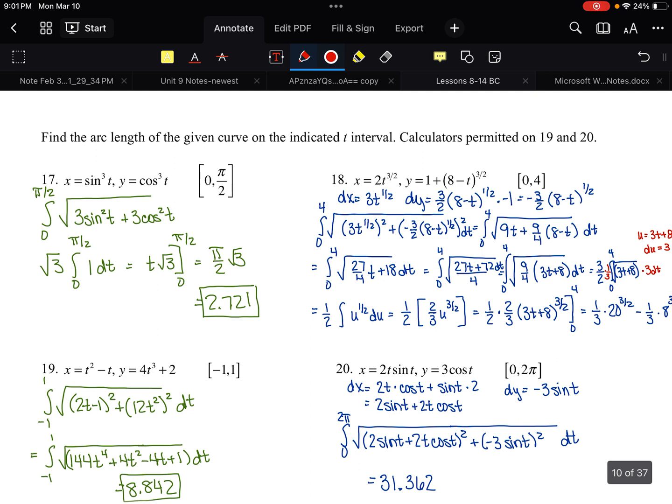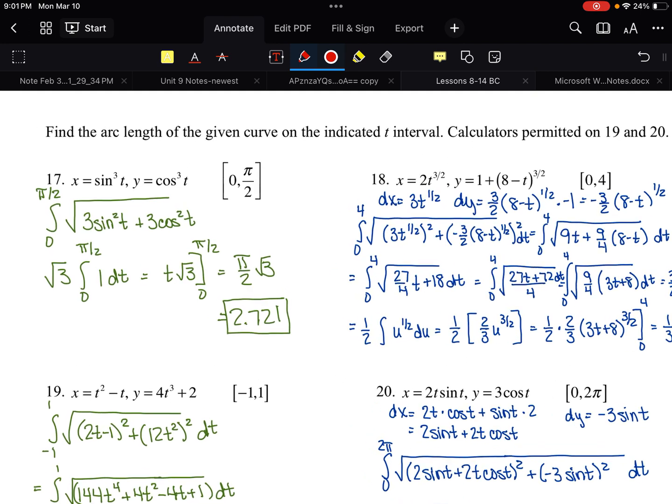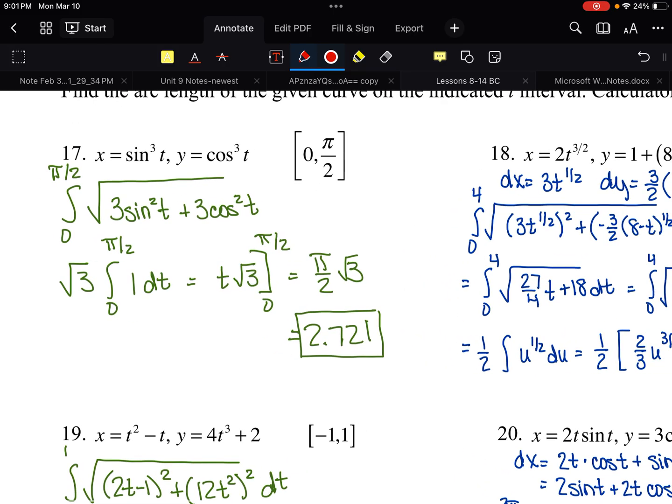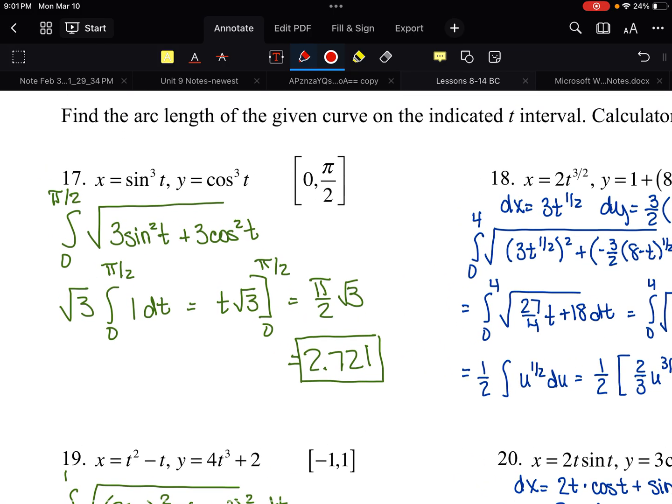On these, we went over 18 in class today. Something that would be a little bit more reasonable, because that one had just a ton of algebra in it, would be something like this one that I didn't give you guys for homework. But this one is a little bit less tedious. Derivative of x would be, derivative of the outside, leave the inside alone, times the derivative of the inside.